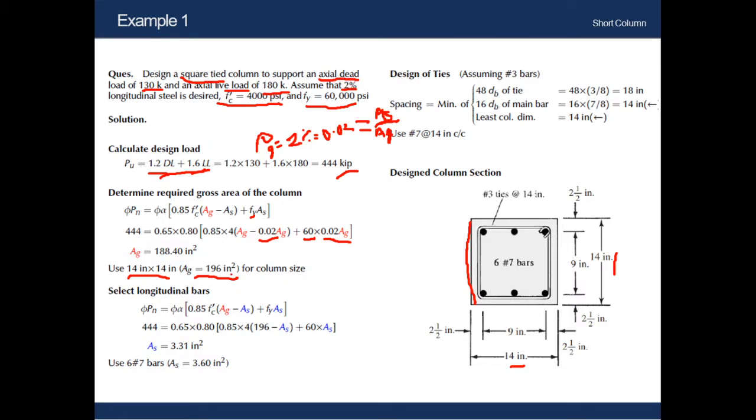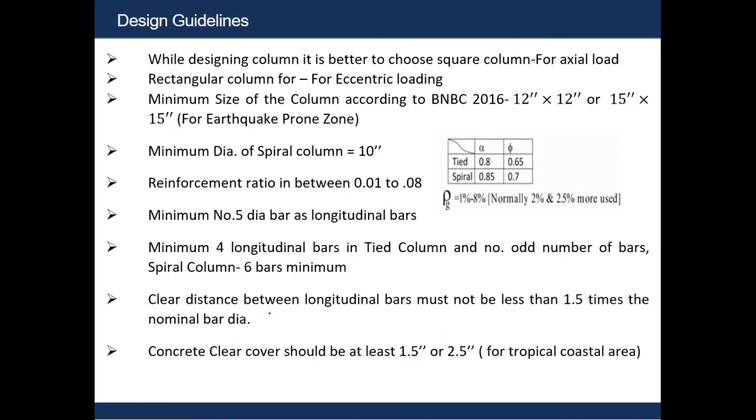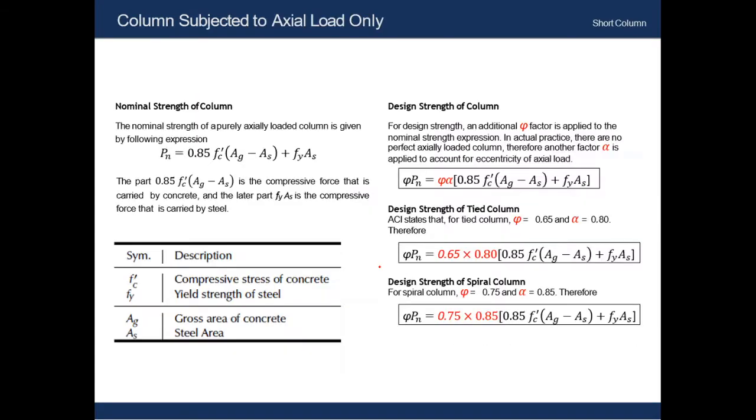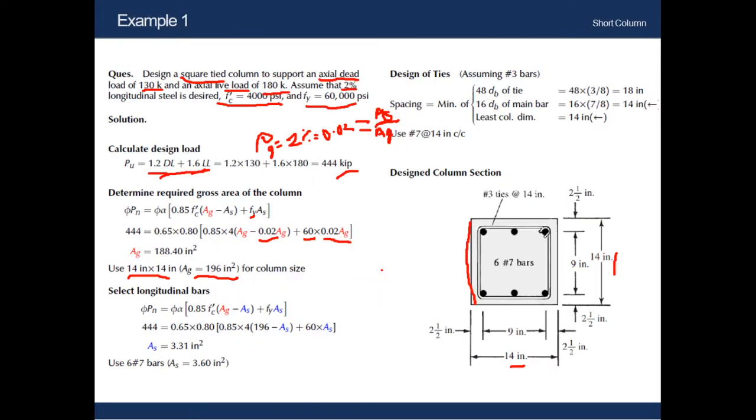Now in order to calculate the value of AS, we are plugging the value of AG here, and other values are known, so from here we can calculate the value of AS, which will be 3.31 inches square. In the design guideline we have already seen that a minimum of 4 longitudinal bars should be used for a tied column and no odd number of bars. That means we can use 4 or 6 or 8 bars in total.